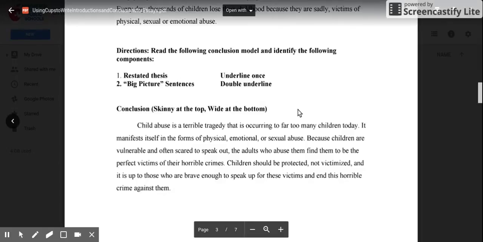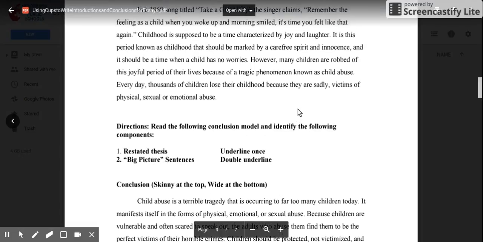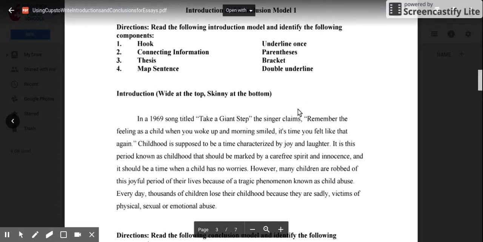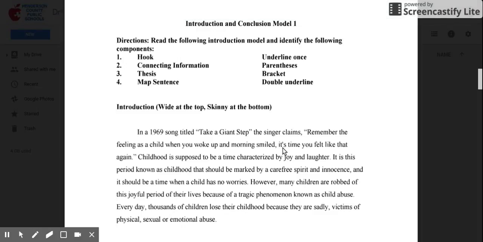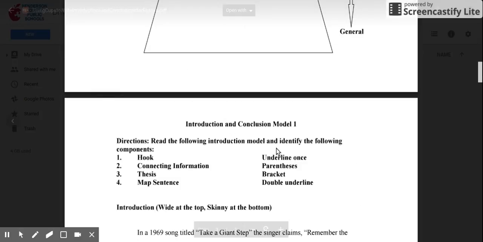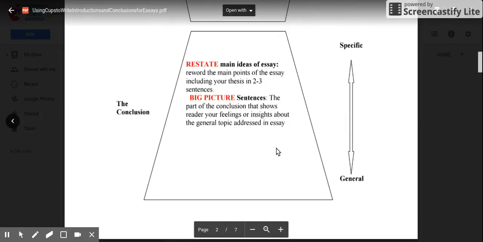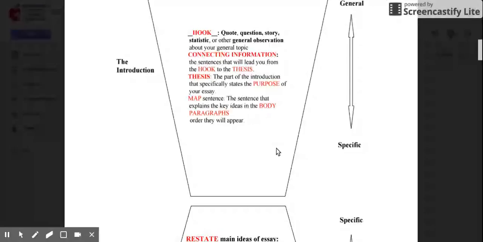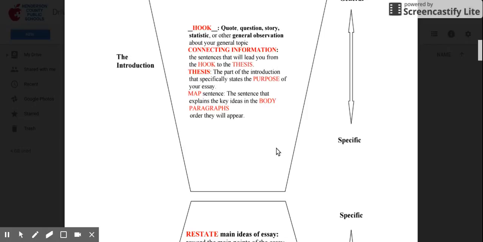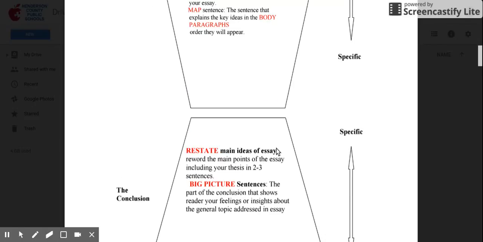So what I want you guys to do, there will be another document like this, and I want you to follow the directions on it, and so you can see the parts of a good introduction and conclusion. Please, please, please use this CUPS document to write your introduction and your conclusion for your paper.